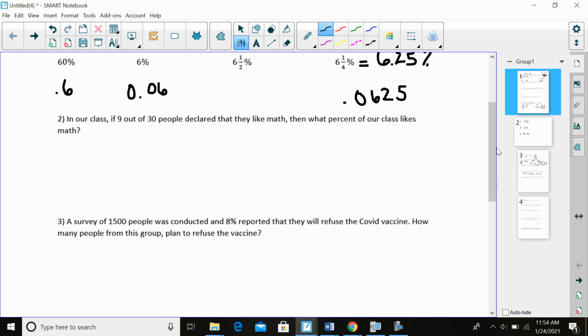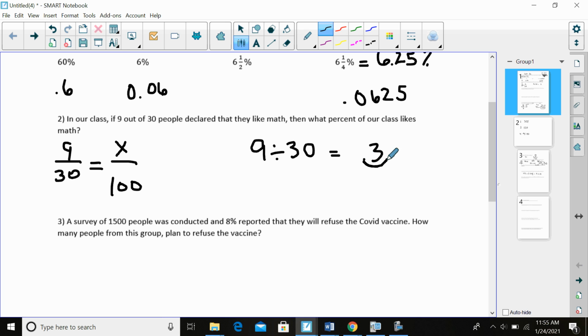There are 2 different ways we could solve any percent problem. We could set up a proportion: part to whole equals percent out of 100, and you could solve this proportion. Or the other way to do this is if we have 9 out of 30, we could simply divide by 30, which would get a decimal, and then we would multiply that. So if I do 9 divided by 30, I get 0.3, and then I move 2 places over.